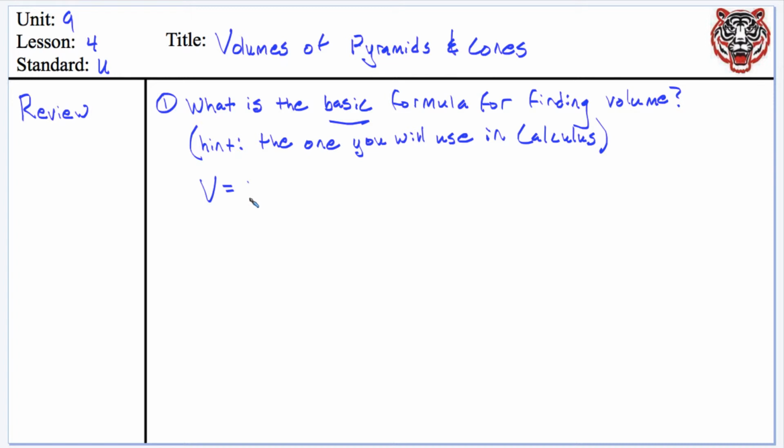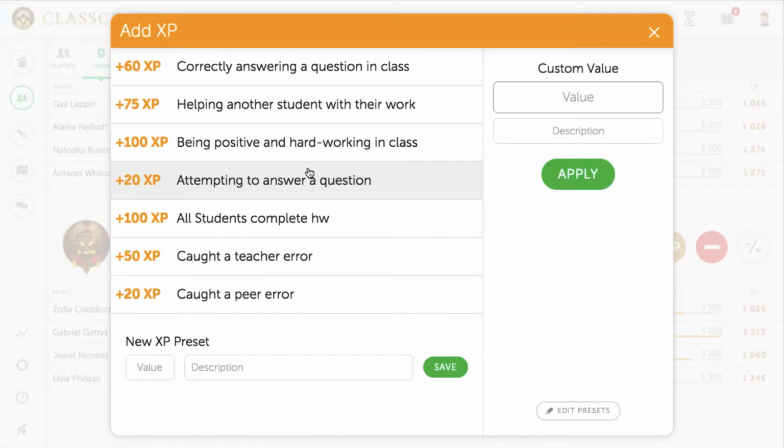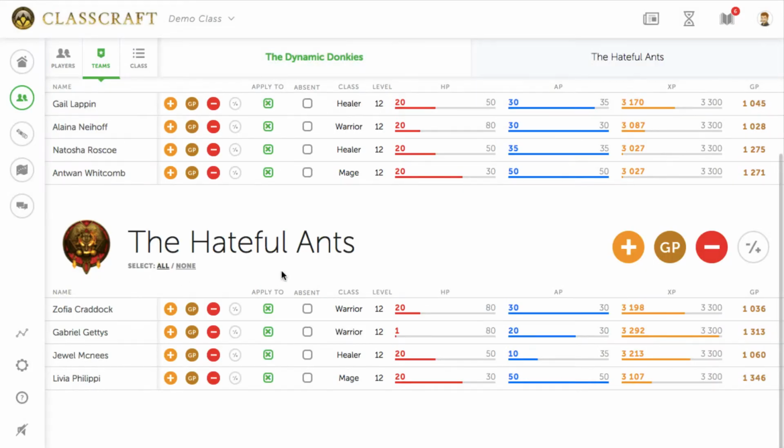Volume is equal to the base area. This is an area. You can say that in the notes too. Base area times height. In general, that is the formula for volume. And I say, okay, good job. You got the answer correct. And I keep moving on. Good incentive to answer questions.